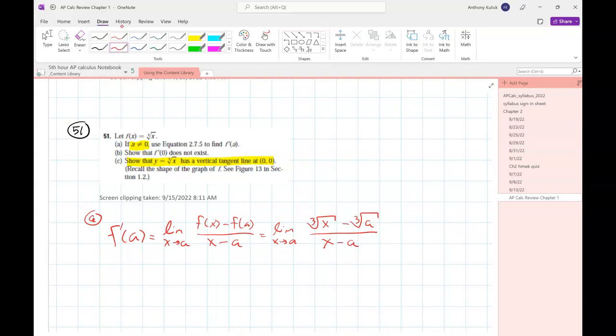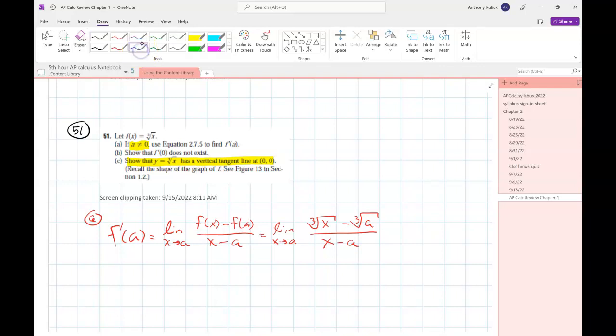Everybody's okay with what we've done here? All right. Who sees what I want to do to simplify this? What's the conjugate for a cube root, though? I don't understand that, so I don't know.